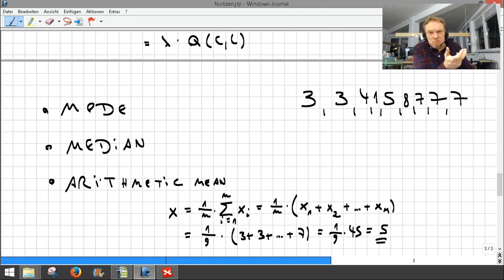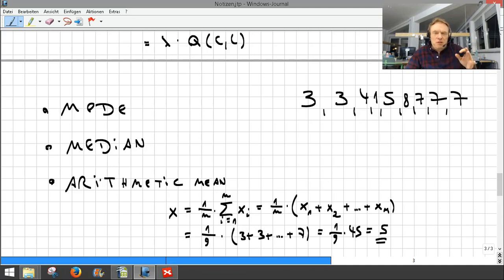Imagine you had the number 5 three times as well. There'd be three fives and three sevens, so there wouldn't be one single mode, but there would be two modes. That would be a different story. The last measure of central tendency is the median, and here we need to take a different look. The median is computed this way.